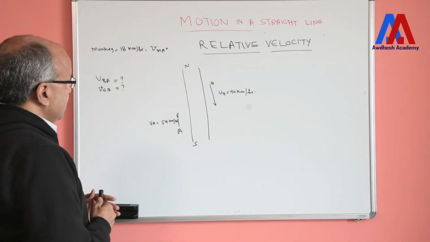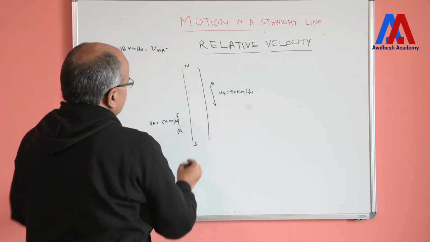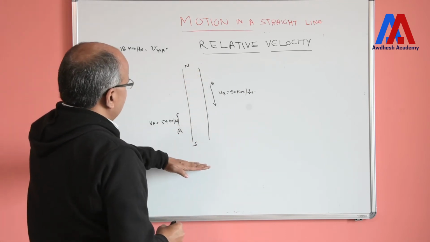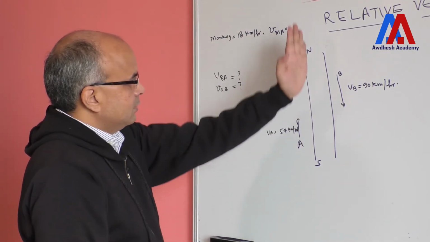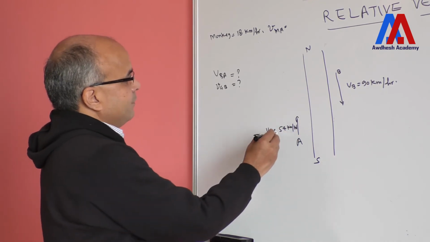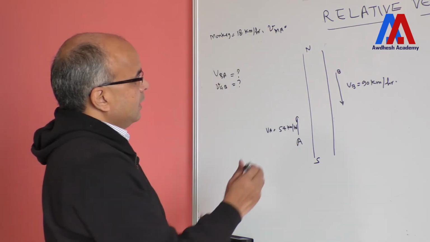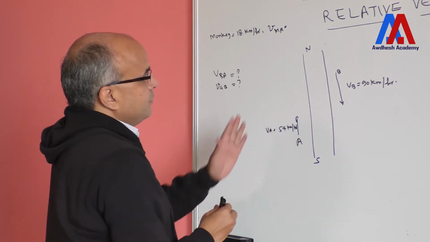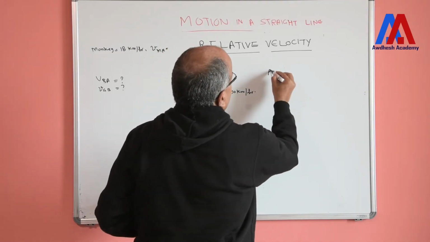Let us now see this diagram. This is one track, this is north and south. Normally we represent south on the bottom and north on the top. So this is a north-south direction. The first train A is running at 54 km per hour toward north, and this is the direction. So we take this direction as the positive direction.